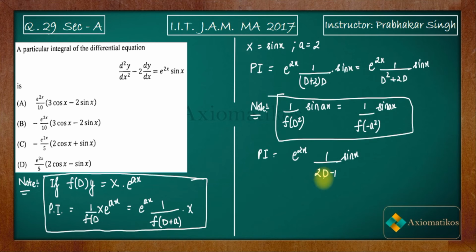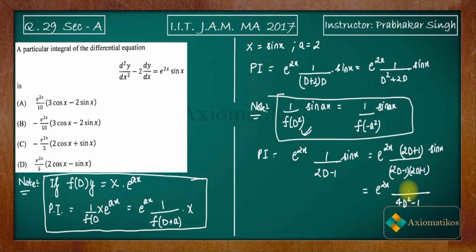Now what will you do with it? You will again try to use this, by rationalizing it. If you rationalize, you get e^(2x) over (2D minus 1)(2D plus 1), and on the denominator you will have 2D plus 1, sin x. Now on the denominator, you will get 4D squared minus 1, and you have 2D plus 1 with you, and this is sin x.